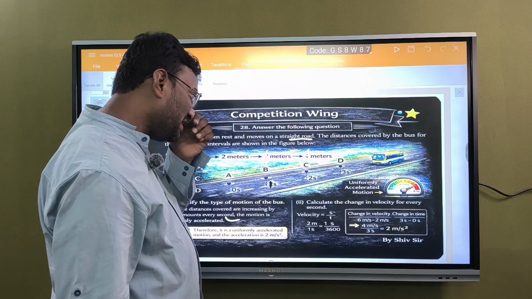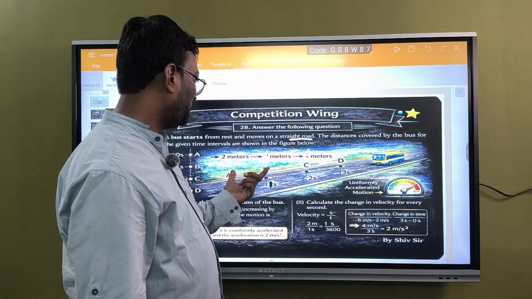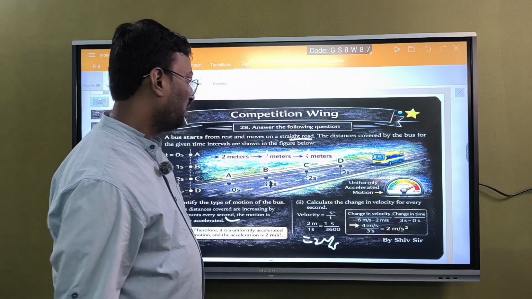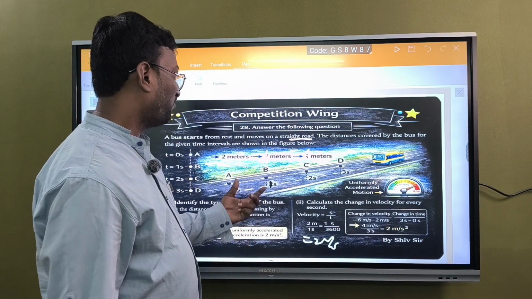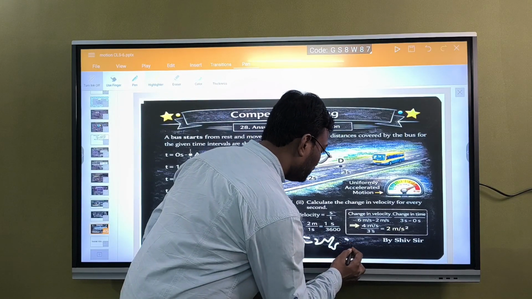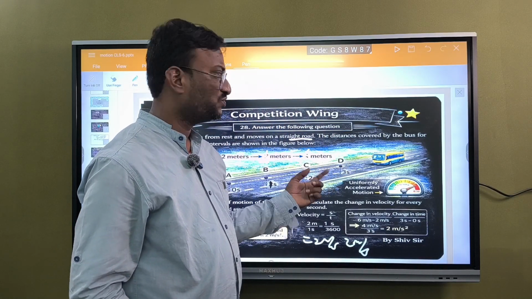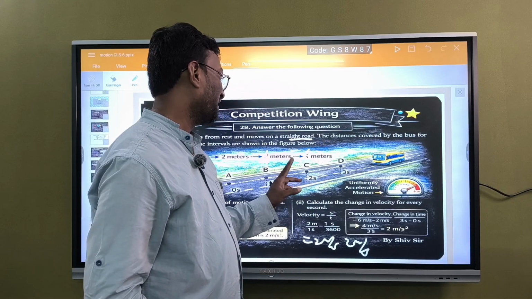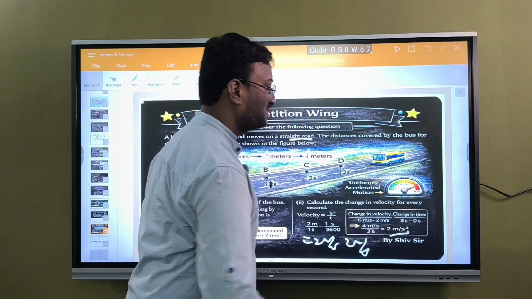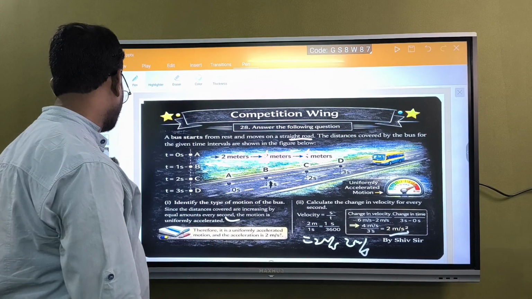Calculate the change in velocity every second. Velocity is displacement by time taken. In the first second, 2 meters, 2 by 1, which is equal to 2 meter per second. And what about the second? First 2 seconds, it has covered 4 meters, 4 by 2, which is once again 2 meter per second. In the third one, the difference is 3 minus 2, 1 second, and 6 minus 4 is 2 meters, 2 by 1, which is equal to 2 meter per second square. So likewise we can calculate the acceleration of a body.